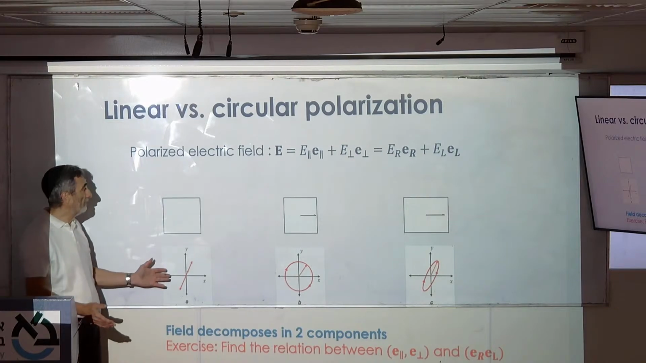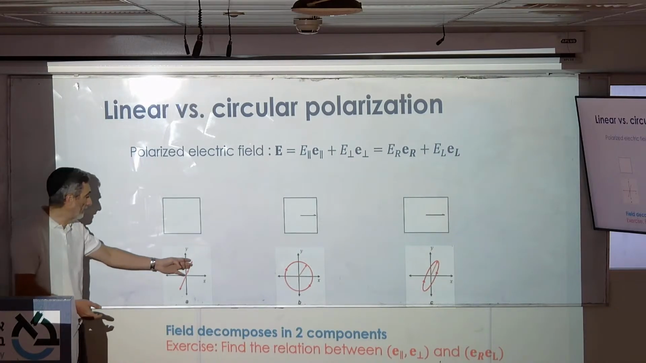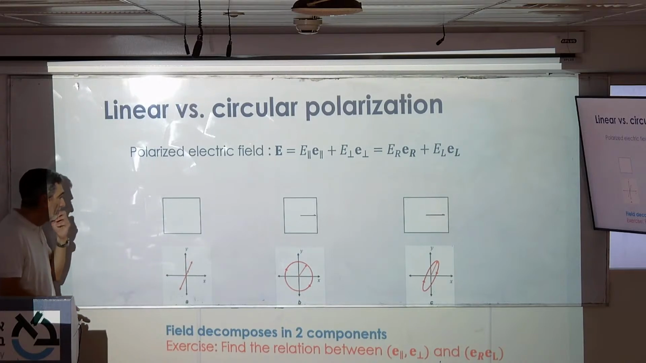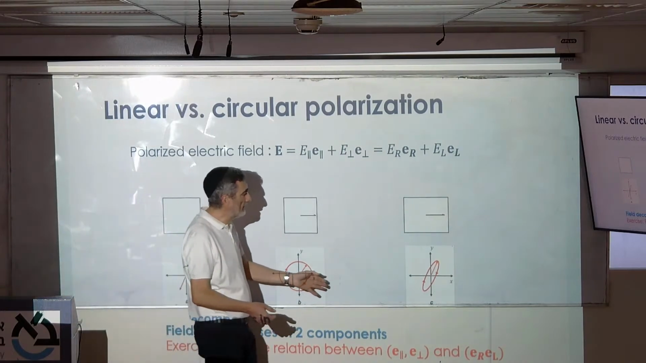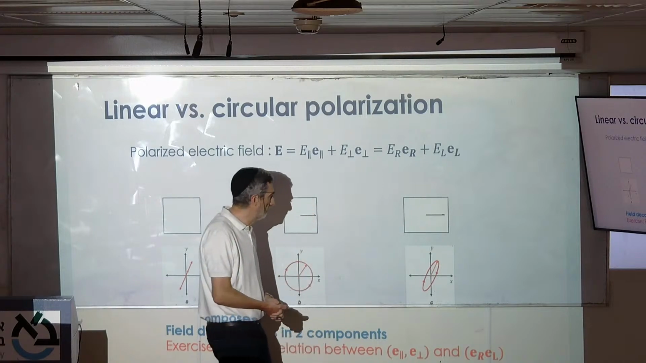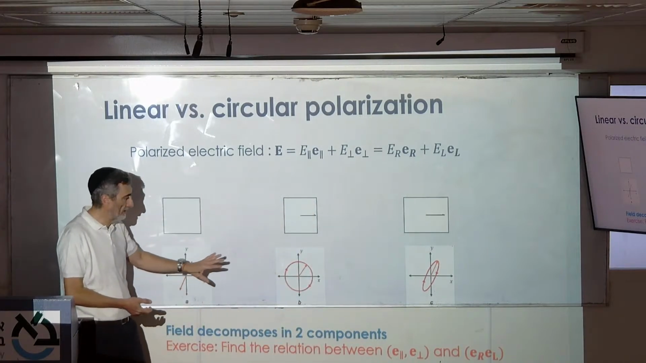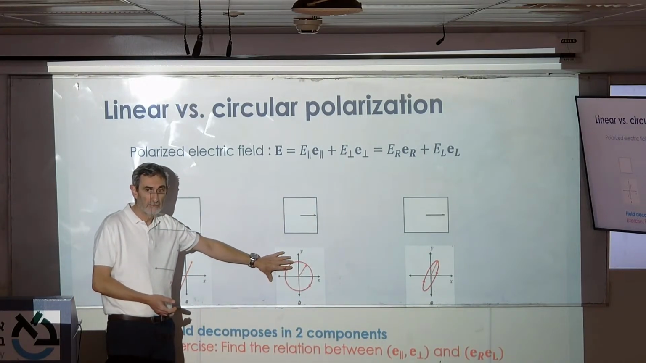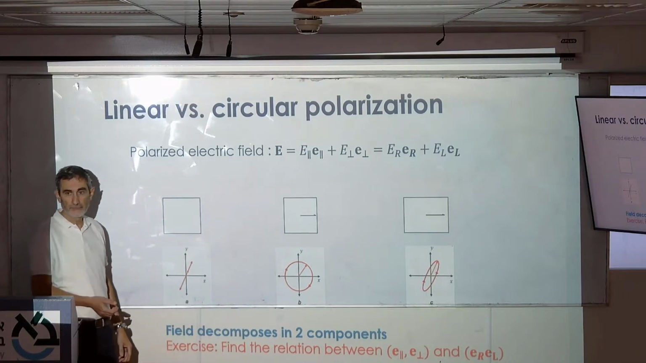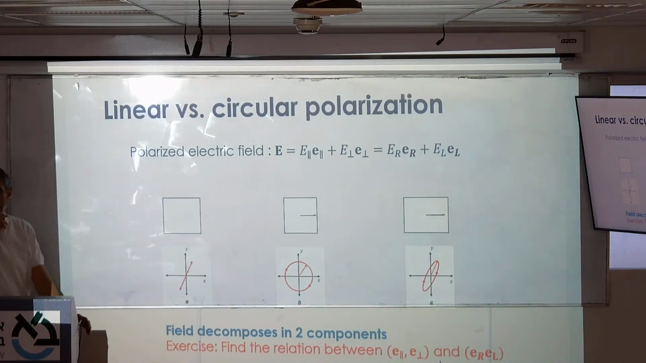so we have different types of polarization. So linear polarization, circular polarization, elliptical polarization here. How do you go from this to that one? You can make a phase difference between the two components of the electric field. Okay, there is a parallel and perpendicular component.